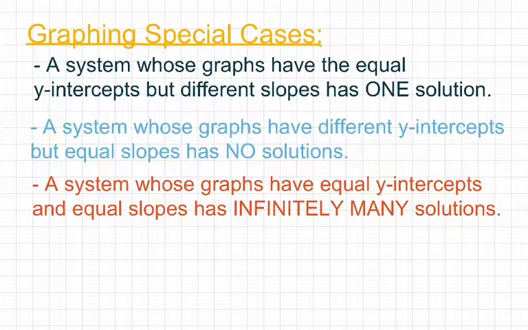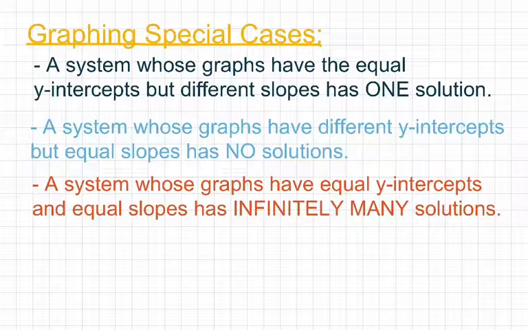So essentially, in order to determine if you have a special case, you're looking primarily at the slopes. Okay, write that down. Look at the slopes to determine if the system is a special case. If the slopes are equal, it is going to be a special case. If the slopes are not equal, it is not going to be a special case and you're going to have one solution.